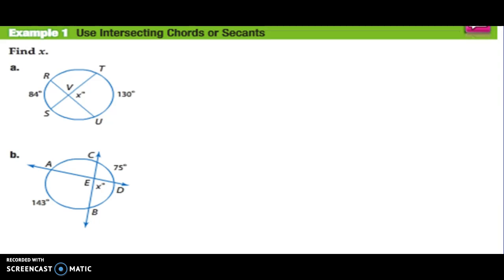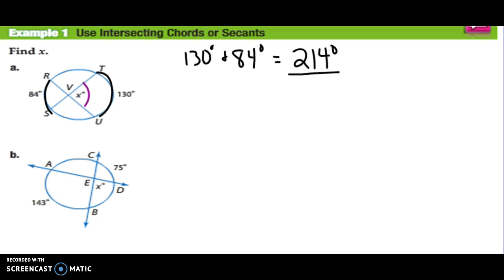So the first one, if we're finding the value of x, okay, x is right here, we need to add 130 degrees plus 84 degrees, okay, which would be 214 degrees, and then we divide that by 2, which in the end is going to be 107 degrees. So what is x? X is 107 degrees.